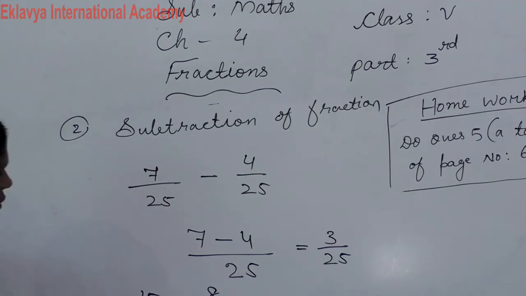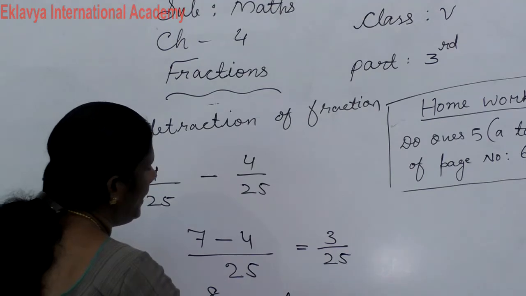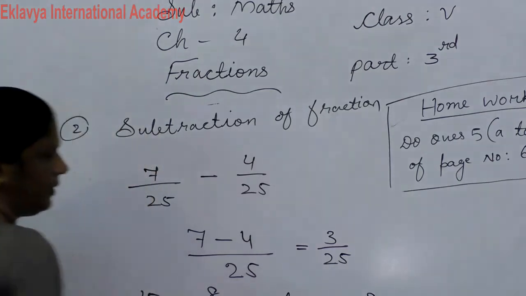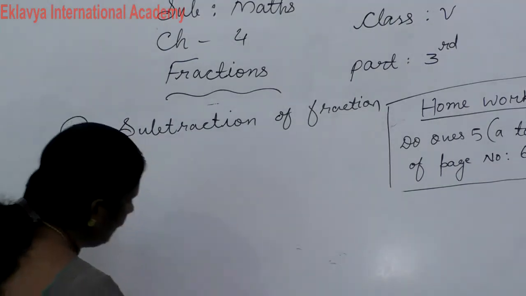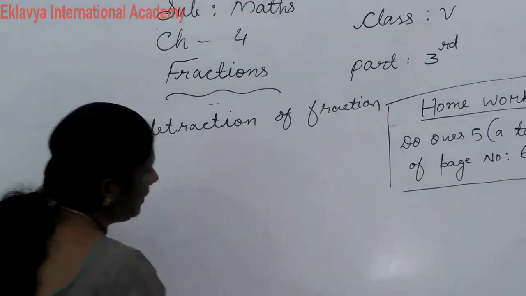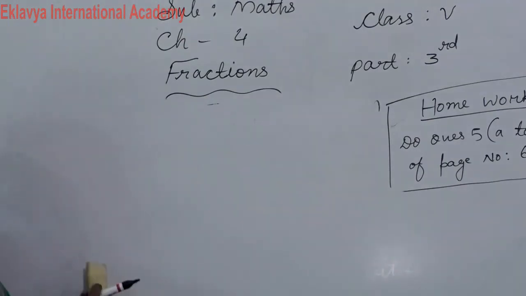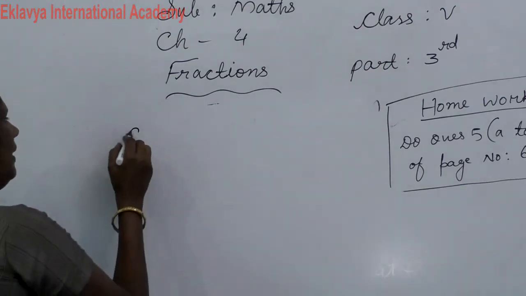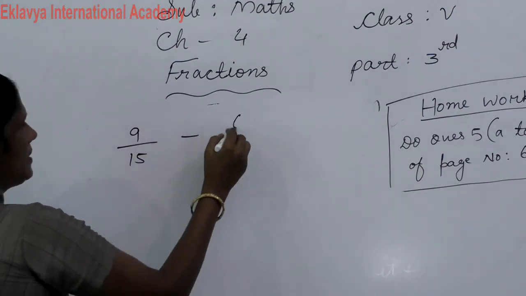Understand this? Again 15 upon 20 minus 8 upon 20. How to write? Solution: 15 minus 8 upon 20 is equal to 7 upon 20. Understand? Then when the denominators are different, how to subtract the numbers?